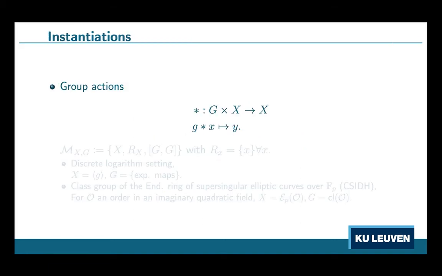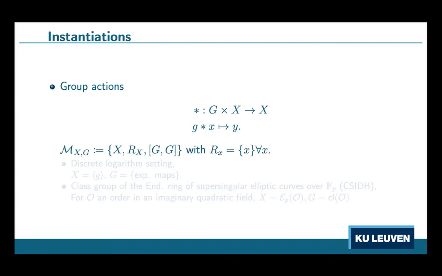So then, how does one instantiate these masking structures? What actual constructions can we use them with? So the first is anything that's a group action. So here we have a group G that acts on a set X, and each element takes an element of the set to another.